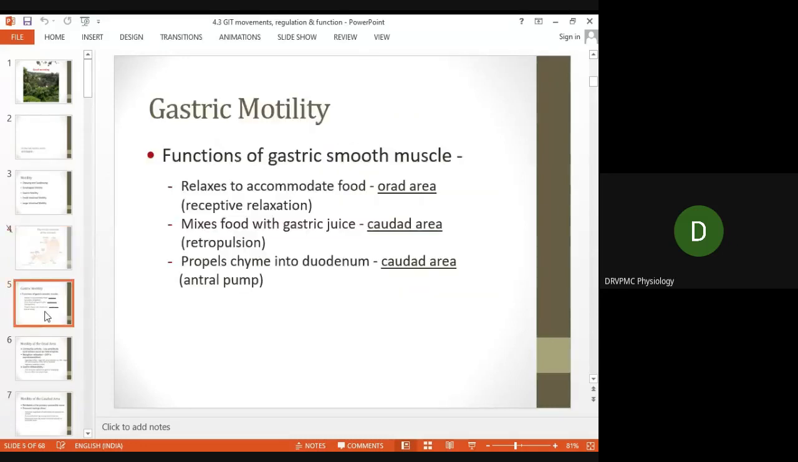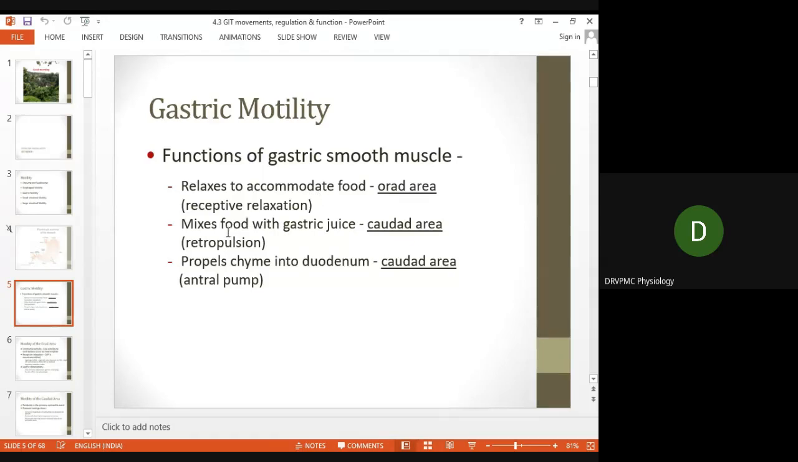Now regarding gastric motility, the different functions of gastric smooth muscle. First is to relax to accommodate the food from the oral side. Once there is entry of the food, the gastric smooth muscle first relaxes from the oral side. This is called receptive relaxation. When the food is there in the esophagus, the proximal part of the stomach starts to dilate. That is called receptive relaxation, to accommodate the food that is coming.